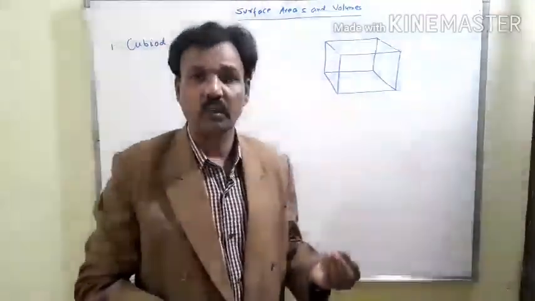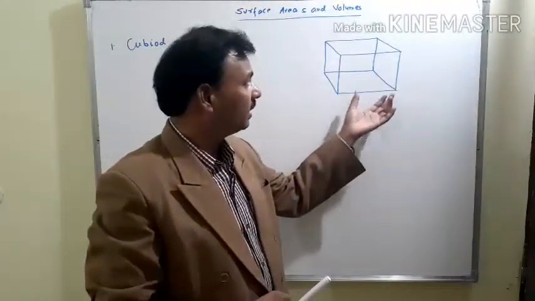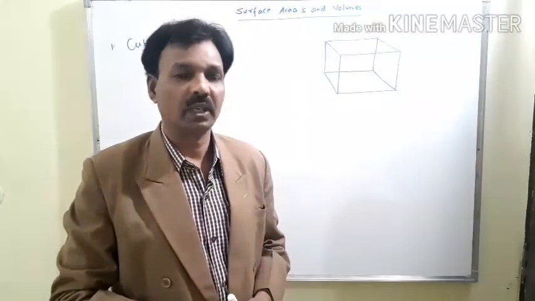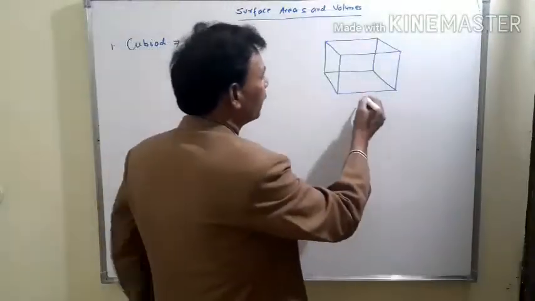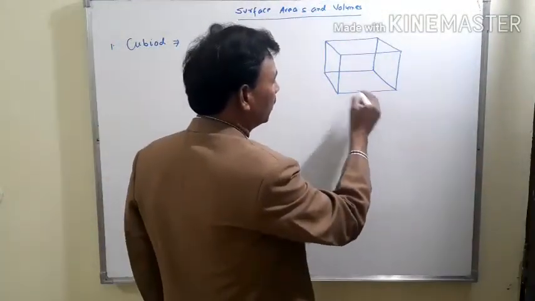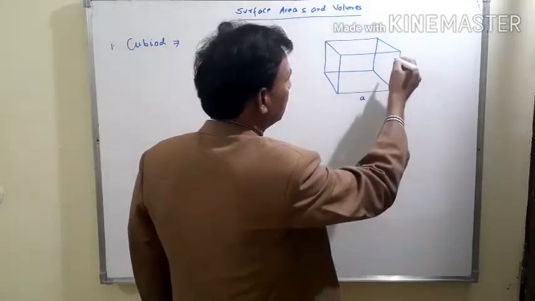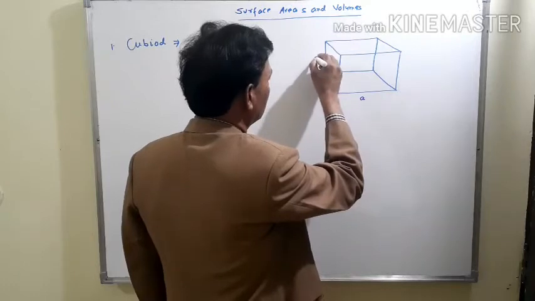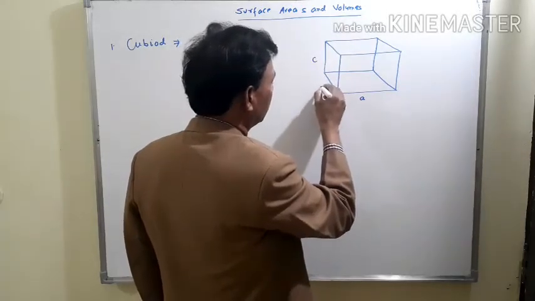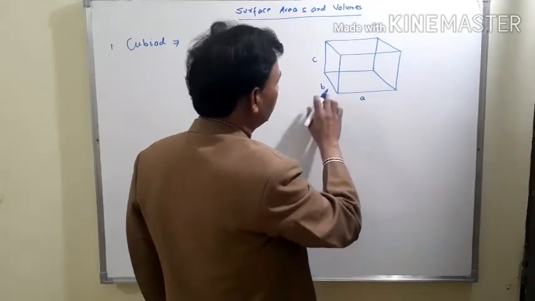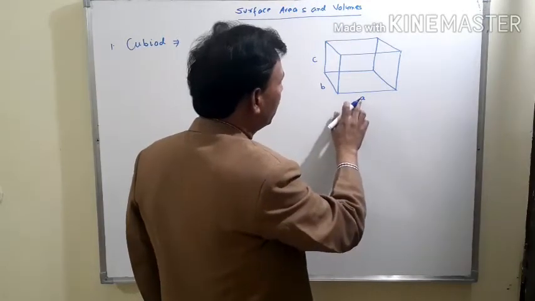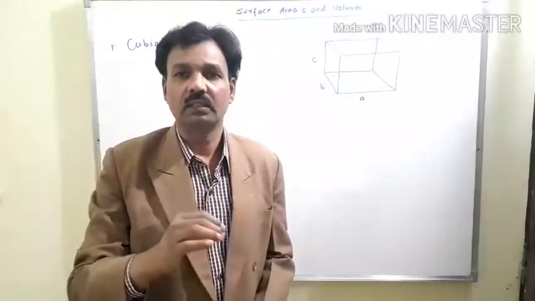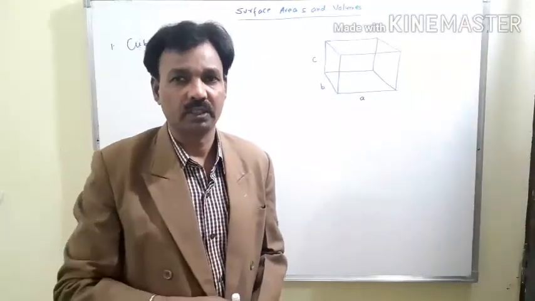But always remember, length, breadth and height, all 3 sides are different measurements. Here this is the length denoted by A, this is the height denoted by C, and this is the width denoted by B. Length, breadth and height are not equal in a cuboid. That means length, width and height will be different measurements.